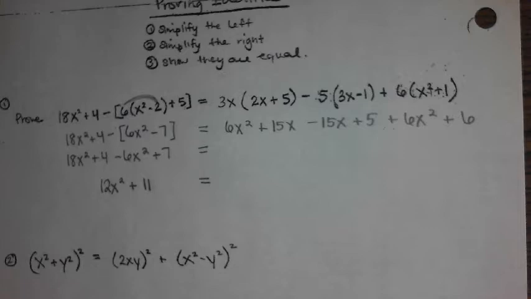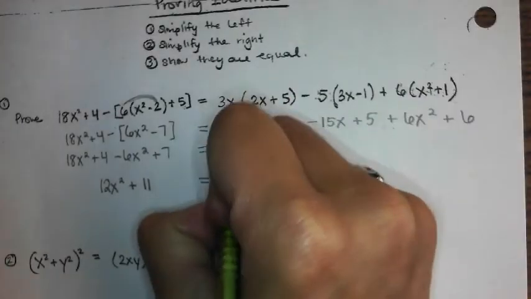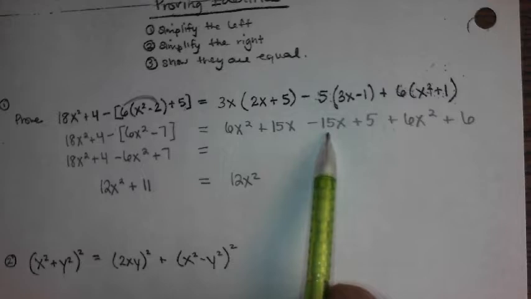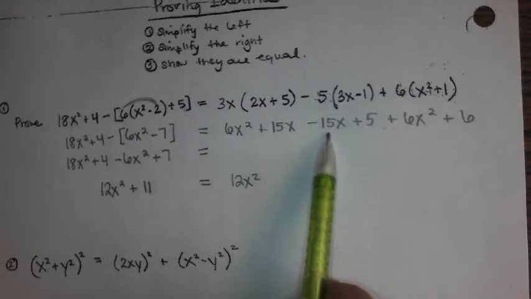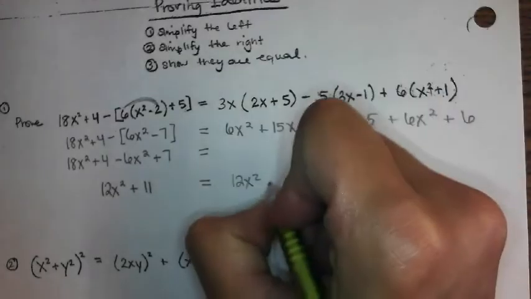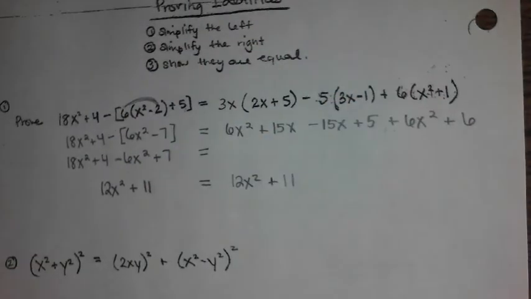Once those distributions have taken place, you can go ahead and combine like terms. So I've got a 6x squared plus a 6x squared, which is 12x squared. I've got a plus 15x minus a 15x, which is a wash, gone. And I've got a plus 5 and plus 6, which is plus 11. Do those sides equal each other no matter what x is? Always. Yes. That's an identity.